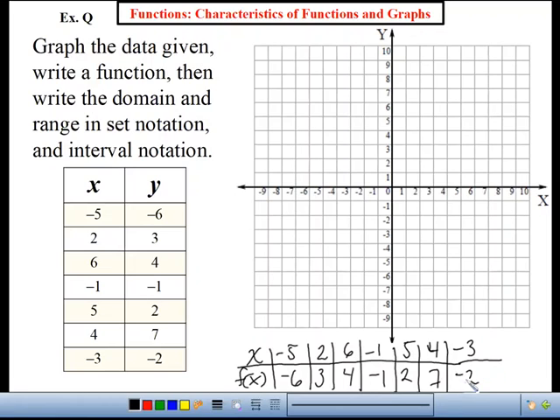Okay, so let's plot those. -5, -6, -5, -6, which is down here. There it is. 2, 3, 2, 3. 6, 4, 6, 4. -1, -1, -1, -1. 5, 2, 5, 2. And 4, 7, 4, 7, which is up here. And -3, -2, -3, -2.